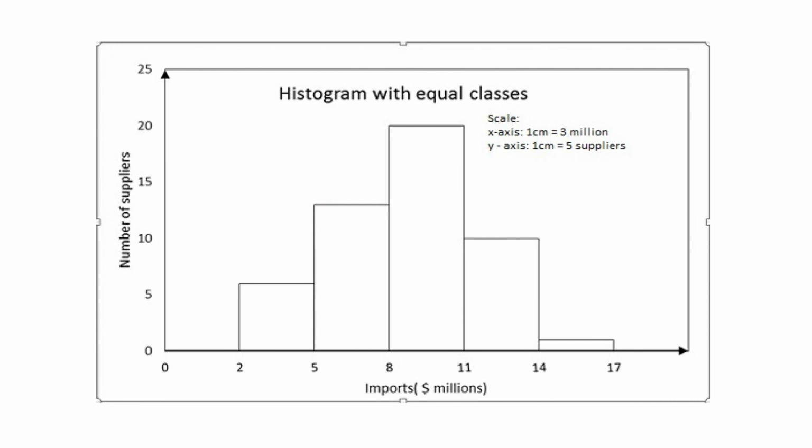Similarly proceeding, the histogram of equal width can be constructed for the given data. The graph will be complete only when you give a suitable title, which is usually placed at the top of the histogram, and label the x-axis and y-axis.